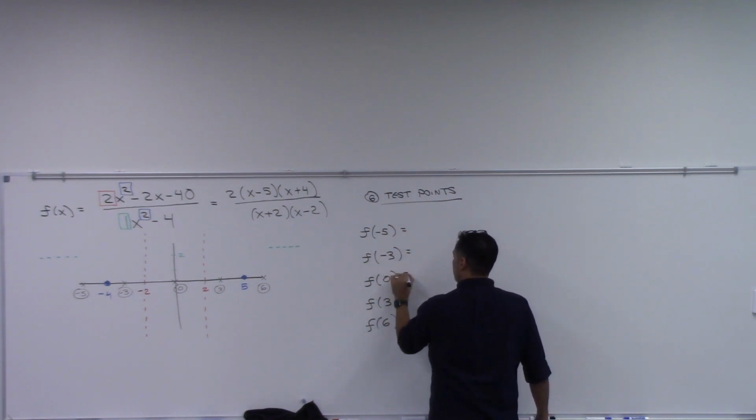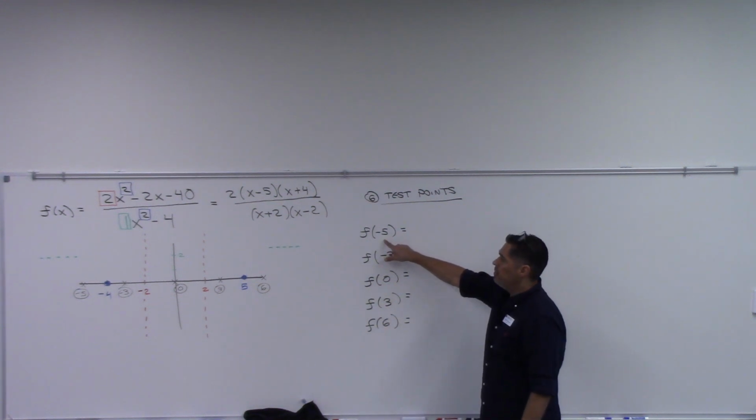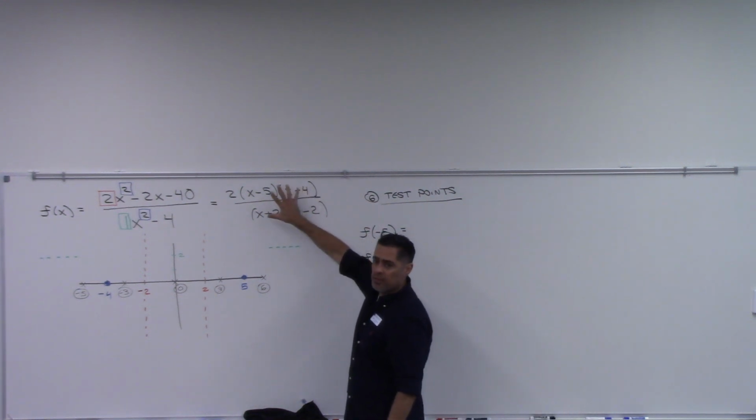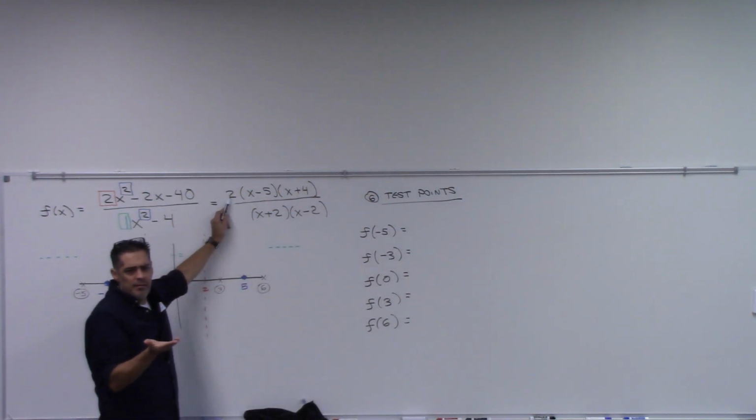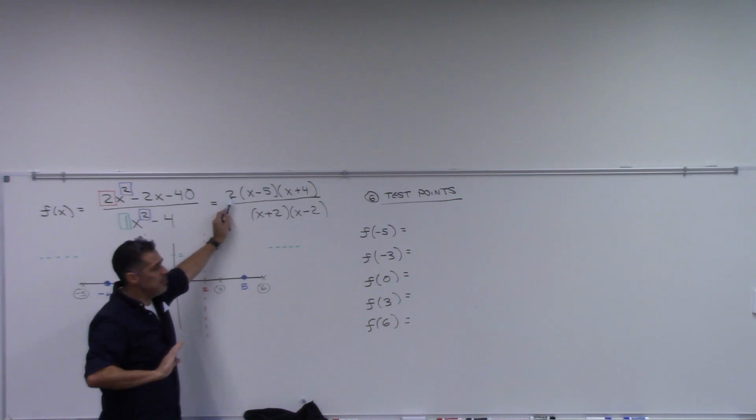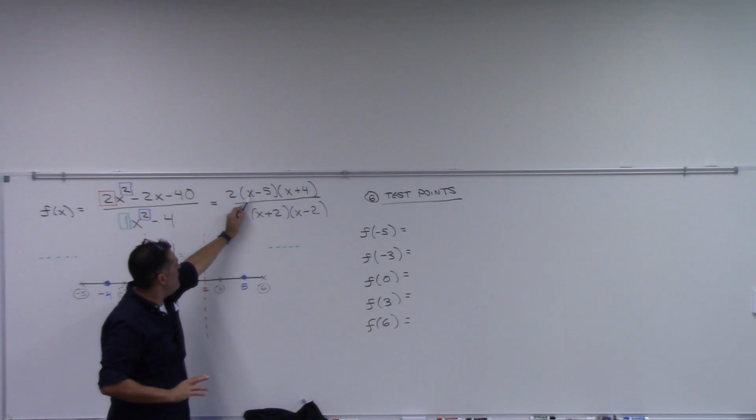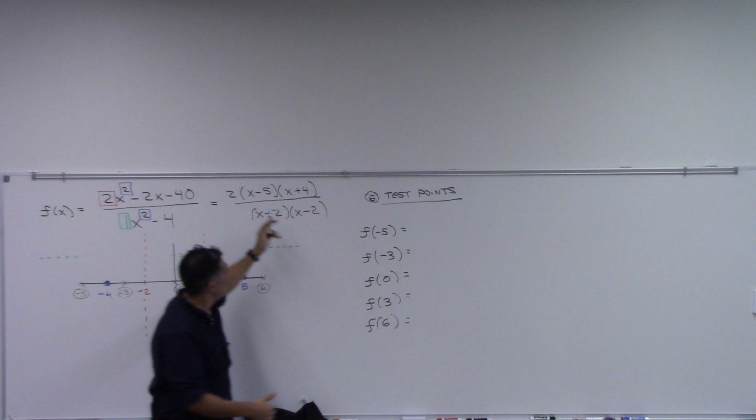All right, let's do one of these. So when I test -5, I'm going to test it right here. Okay? Now, 2 is always positive, right? 2 is always positive. And positive doesn't change the sign of anything. So I'm going to ignore the 2 completely. Okay, plug in -5 here. -5, take away 5. -10, right? So you have a negative there.